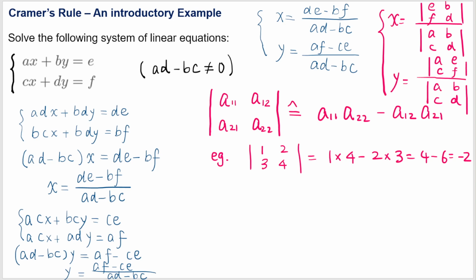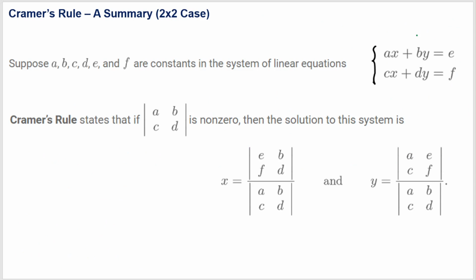Okay, so let's go over Cramer's rule for the 2 by 2 case. Suppose A, B, C, D, E, and F are constants in a system of linear equations like this: ax plus by equals E, cx plus dy equals F. Cramer's rule states that if the determinant of A, B, C, D is not 0, which means AD minus BC is not 0, okay?